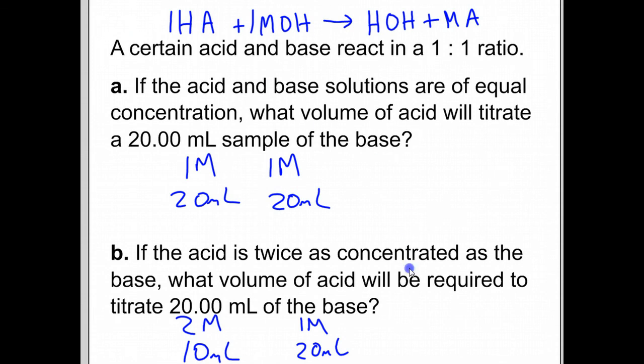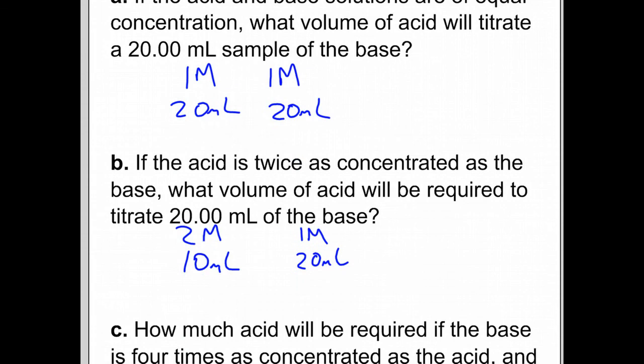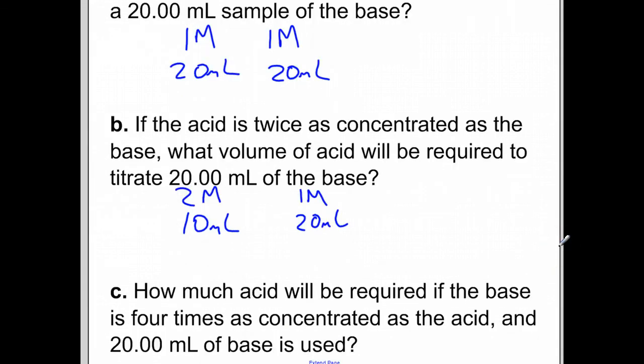And then part C says, oh, I can't get it all the way up there. Hold on a sec. Let me just real quick erase this and do part C. It says, how much acid will be required if the base is 4 times as concentrated? Okay, so let me go back.